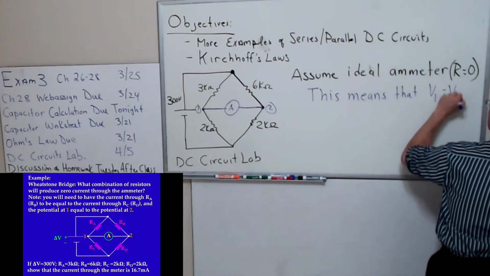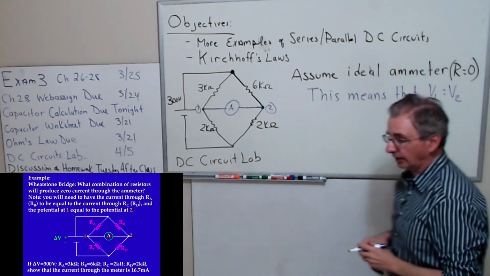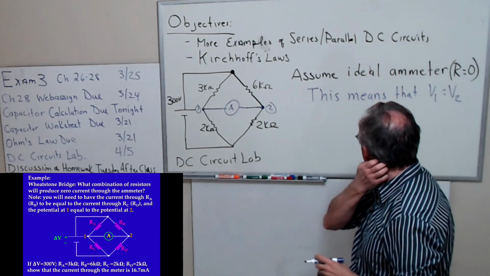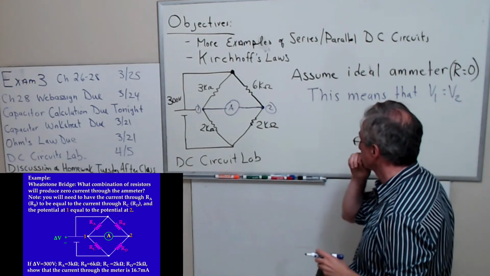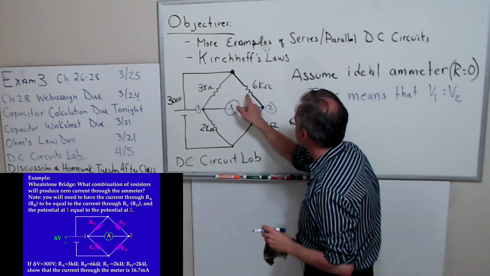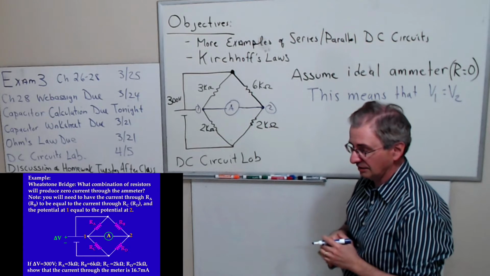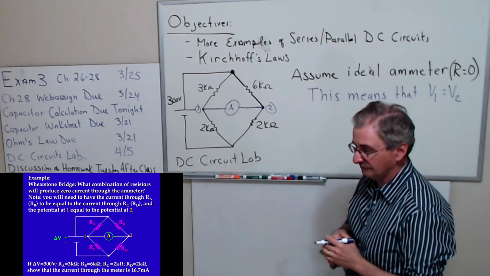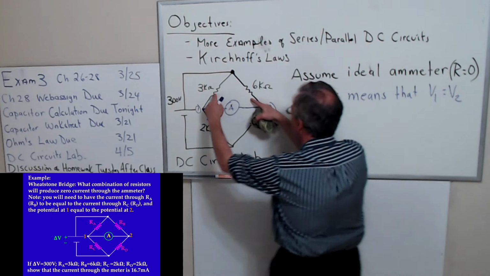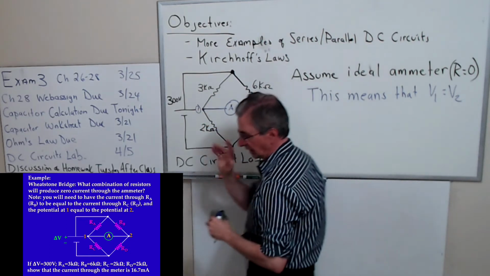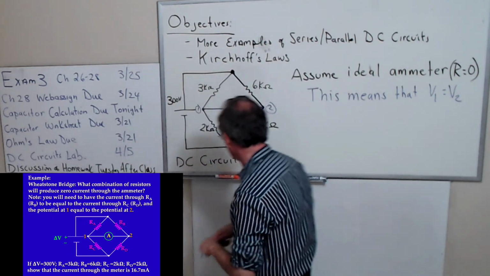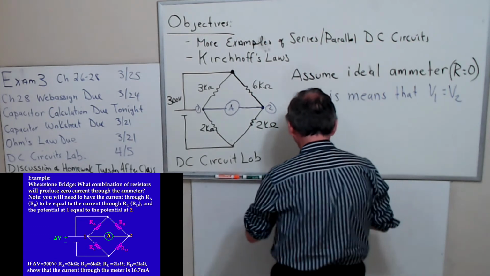V1 equals V2. Okay? Well, so if V1 equals V2, how are these two resistors connected then? Parallel? Yeah, these two are in parallel and these two are in parallel with each other. I'll redraw the circuit in a minute. Let's consider the current going through here.